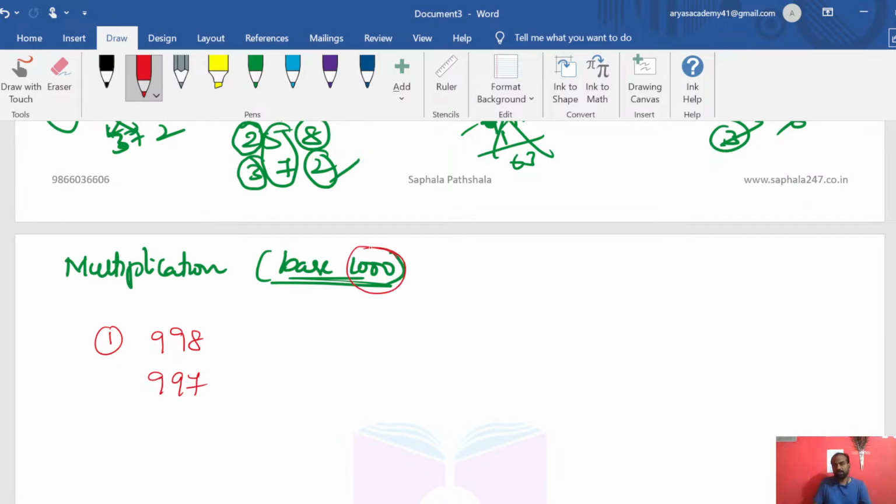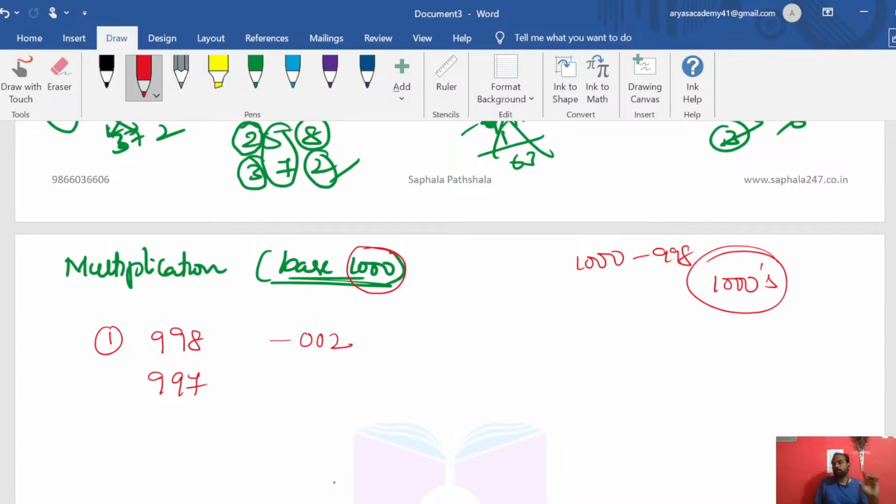But here the base is 1000. So remember, whatever value you get, that value is in thousands. That's the only thing. Now what we'll do generally, you have to take the difference. 1000 minus 998. You just write it over here, whether it is less or more. If it is less, you have to add a minus symbol.